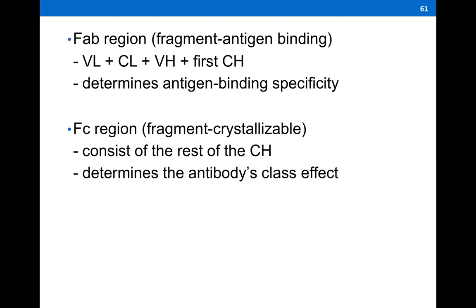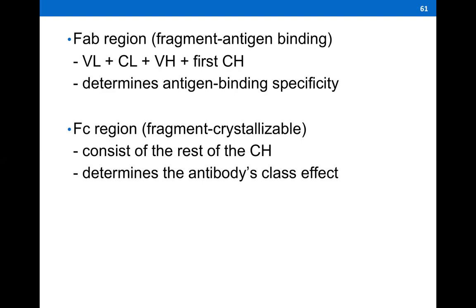We will show that later. The Fab region is also known as your fragment antigen binding. And this includes your VL, your CL, your VH, and the first CH or the constant heavy. They determine the antigen binding specificity. While your Fc region is the fragment crystallizable, they consist of the rest of the constant heavy and they determine the antibody's class effect. So let's discuss first these two, the Fab region and the Fc region.